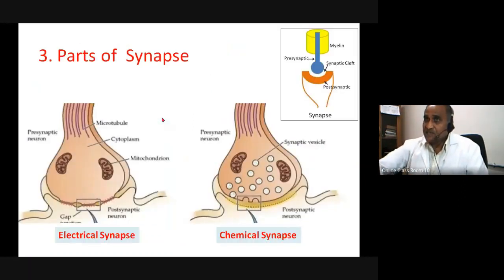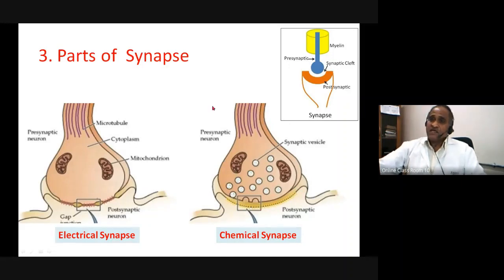Let us see these different parts of the synapse. If you are looking at these things, I have taken the same diagram. I have just put these parts of the synapse. This is the presynaptic terminal. So this is the postsynaptic terminal. It's the electrical synapse. You can just see here, it is also a presynaptic terminal. This is a presynaptic terminal, and this is a postsynaptic membrane.